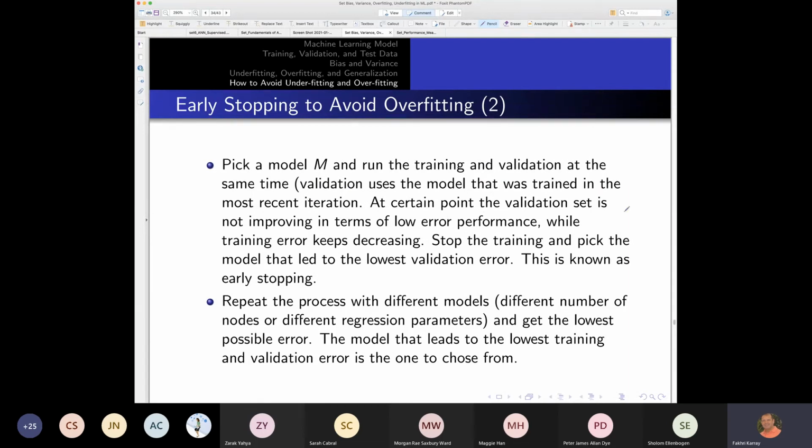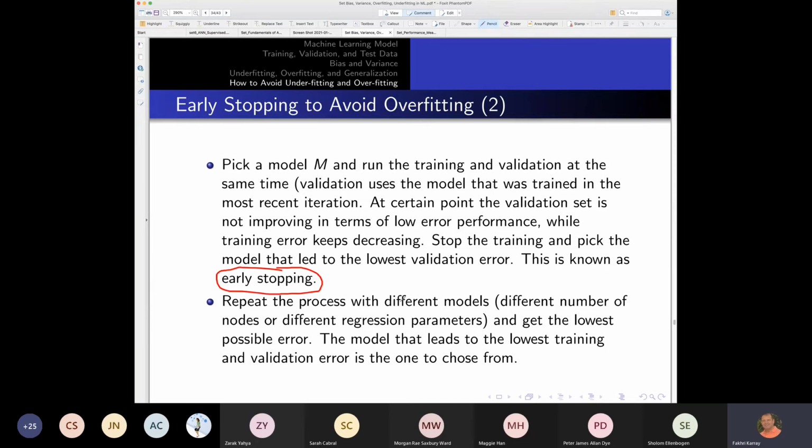At a certain point, the validation set is not improving in terms of low error performance, while the training error keeps decreasing. We don't want the training error to keep decreasing. We would like both the training and validation errors to decrease at the same time. Stop the training and pick the model that led to the lowest validation error. That's your particular model. This is known as early stopping.